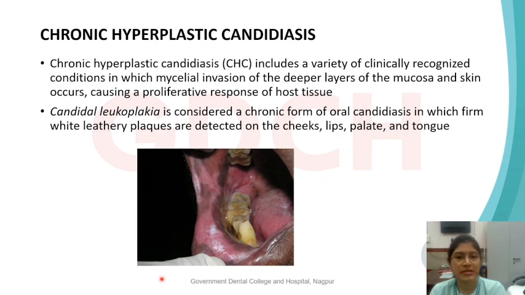So chronic hyperplastic candidiasis includes a variety of clinically recognized conditions in which mycelial invasion of the deeper layers of the mucosa and skin occurs, and this causes a proliferative response of the host tissue. Candida leukoplakia is considered the chronic form of oral candidiasis, in which firm white leathery plaques are detected on the cheeks, lips, palate, and tongue, and all these hyperplastic tissues seen in this condition are non-sterile.